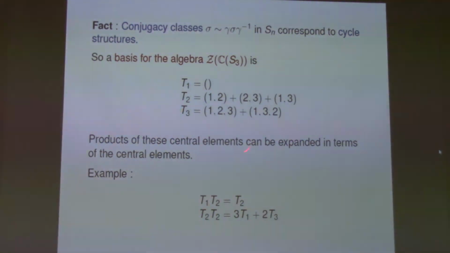And these things form a nice commutative algebra. You can multiply the identity by this, you just get itself. Two copies of that, T2 times T2, you can either get the identity, so this is 3 times the identity, or you can get these permutations. So this is a closed algebra made out of central elements. So it's the center of the algebra.